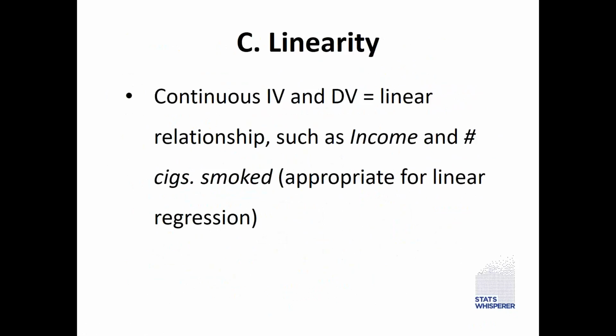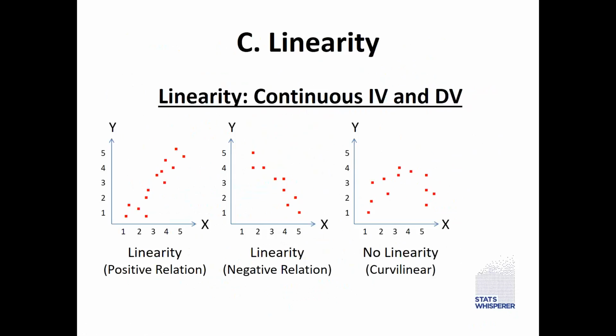Linearity. Right in the name, multiple linear regression, we have to make sure a continuous independent variable has a linear relationship with a continuous dependent variable. So recall that to the far left, we see a positive linear relationship. As x increases, y increases. In the center, we have a negative relation, where as x increases, y decreases. And then no linearity at all. So those must be checked for in multiple linear regression.